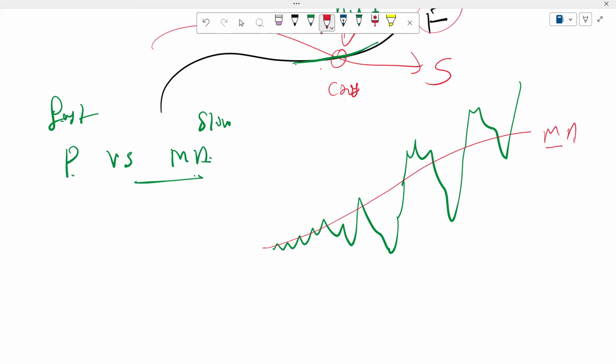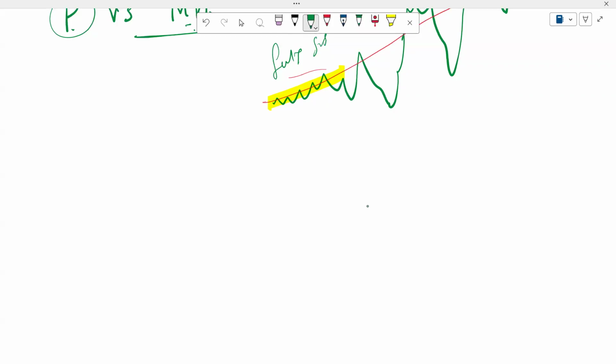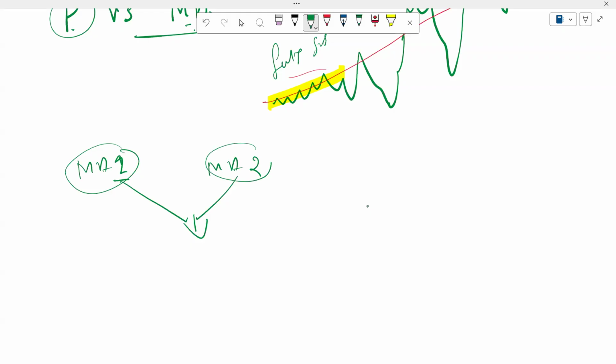So we will be getting lots of false signals. You can see these are lots of false signals in the market, lots of buy points. So we generally do not compare price and moving average, because we'll be getting lots of buy and sell signals. So what we will do, we will simply make one moving average fast and another moving average slow, and we will compare these two moving averages. If the fast moving average is crossing above the slow, we will simply buy, and otherwise we'll sell.